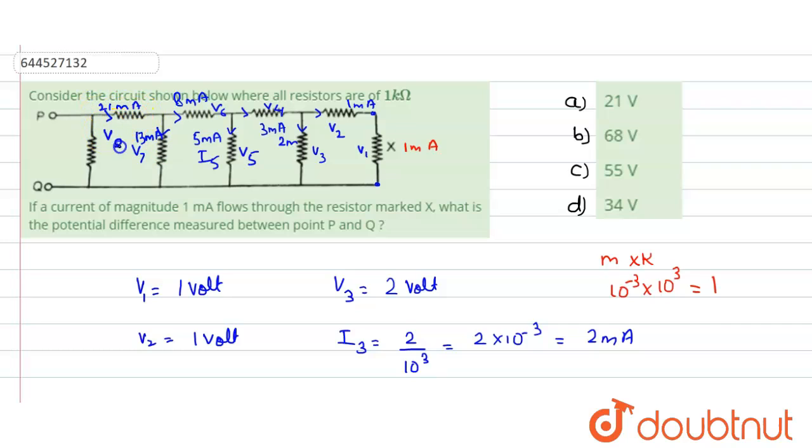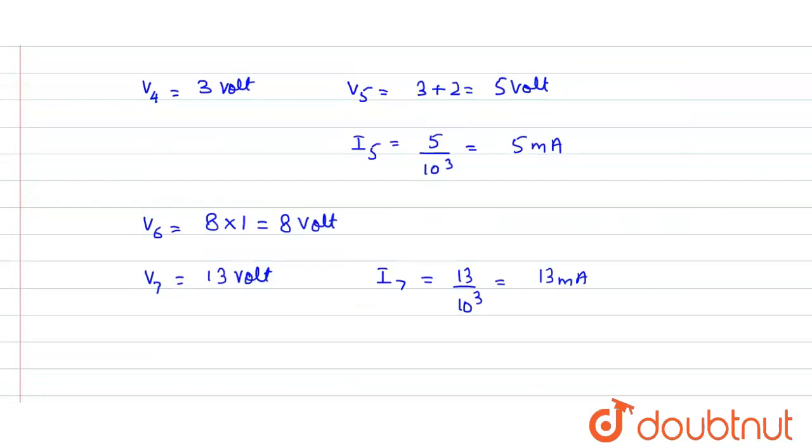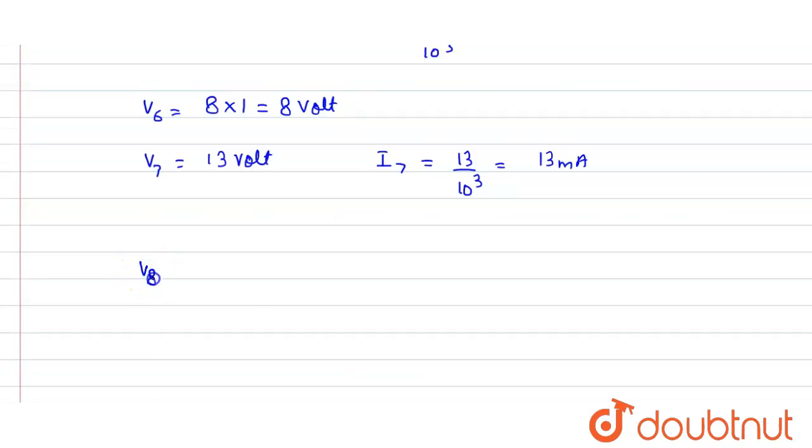So what would be the potential V8? We can say that our V8 would be equal to I into R, simple. What is the current? Current is 21. And what is the resistance? It is 1, because milli into kilo would be equal to 1. So it would be equal to 21 volt.